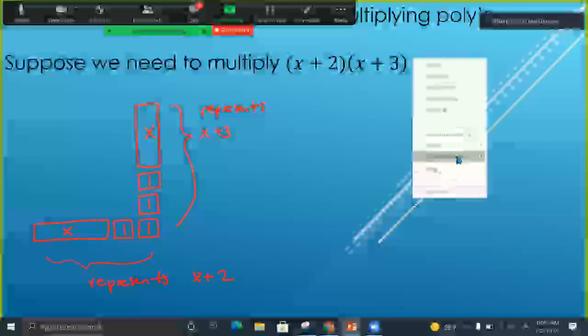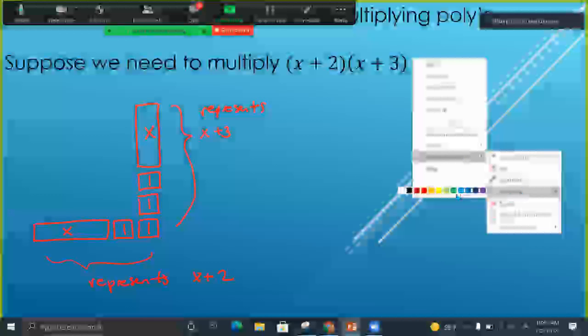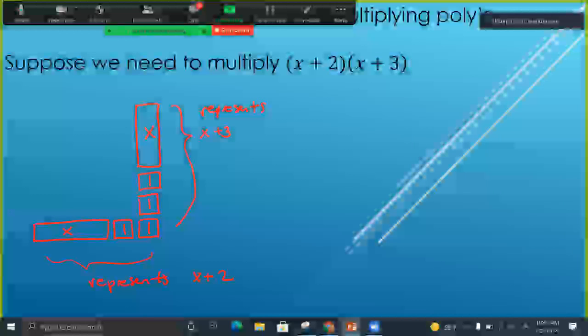Okay, so now to finish this off, we change to yellow quick. What we're going to do is kind of like playing Battleship or something. We're going to multiply all the stuff on the bottom row by everything on the side column. So, for instance, in this corner here, we have this 1, and that needs to multiply to everything along the side column.